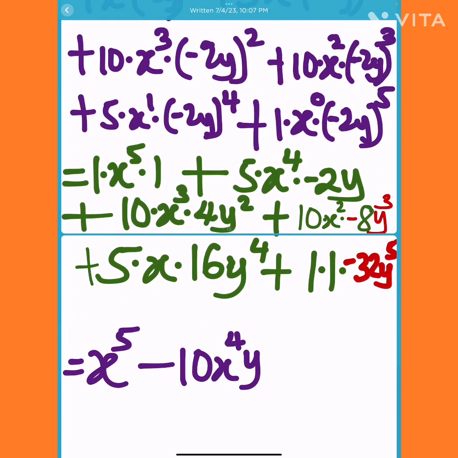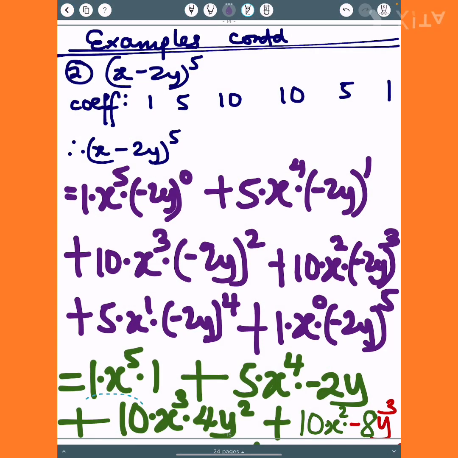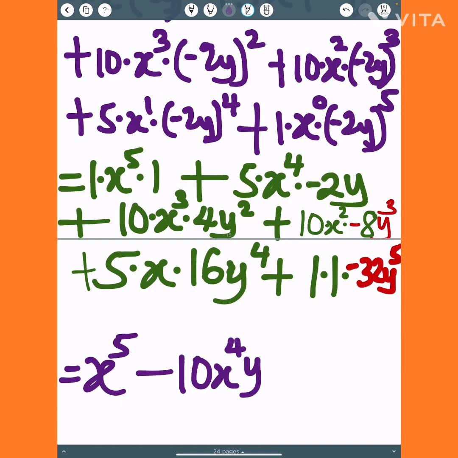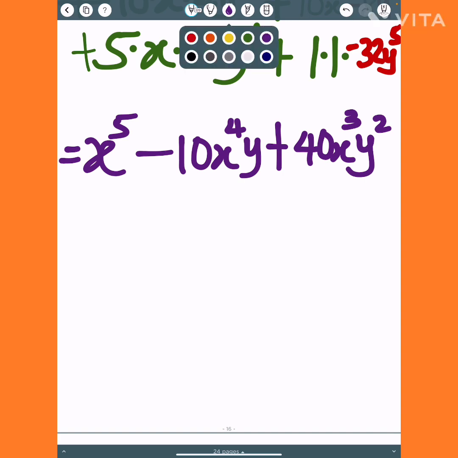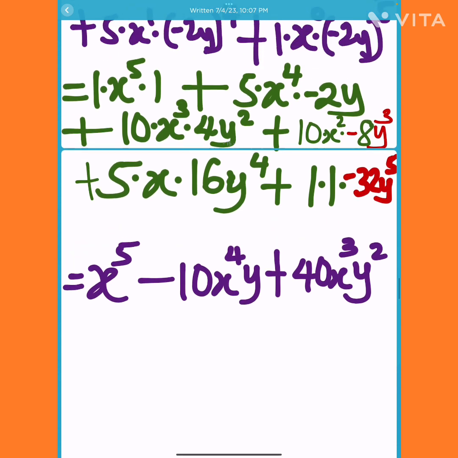Let me go to the third term. In the third term, my constants are plus 10 and 4. So 10 times 4 will give me 40. So I'll just write 40 and write x cubed y squared beside it. So that's what? Plus 40 x cubed y squared. That's my third term. So I'm going to go ahead now and simplify the fourth term.